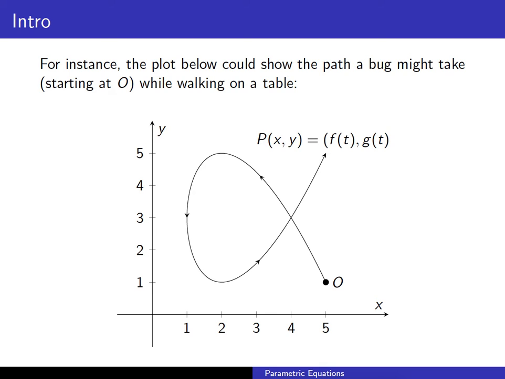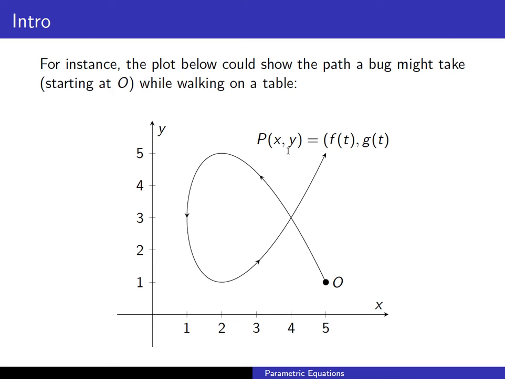For instance, let's say we have a plot of the path a bug might take while walking on a table. The bug's going to start at point O, and notice on our parametric curve we have these arrows indicating what direction the bug is headed. The table itself, we can think of like a coordinate system that has x and y coordinates, and the bug's probably not going to take a typical path that would represent a function of x and y, but the bug might loop.